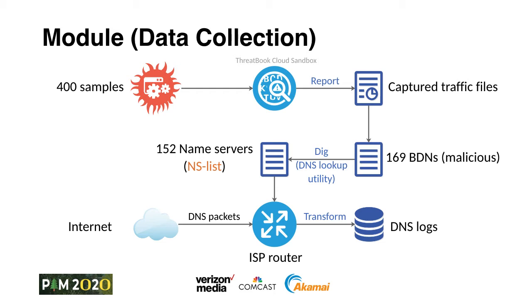In the data collection phase, we collected 400 samples of BDN-based malware and ran them in Cloud Sandbox to get captured traffic files. We extracted 169 malicious blockchain domains and used Dig, a DNS lookup tool, to find out all name servers queried by malware. We used NSList to filter DNS traffic of the active malware.